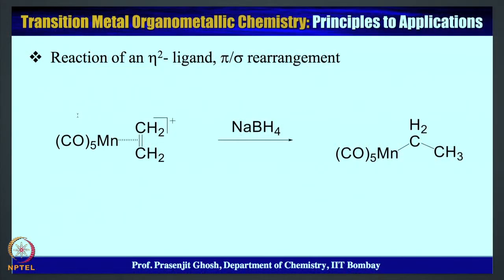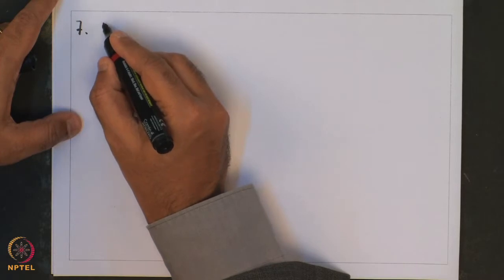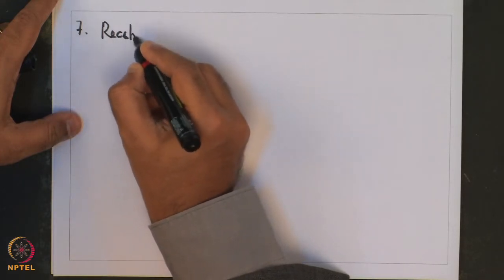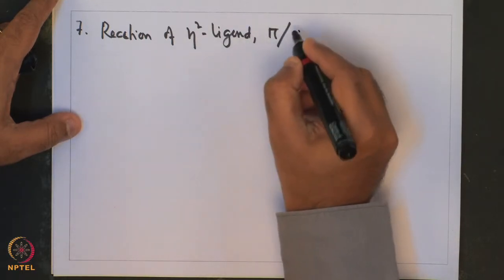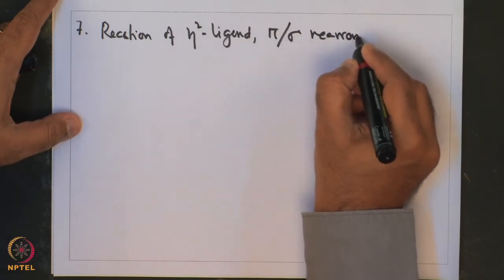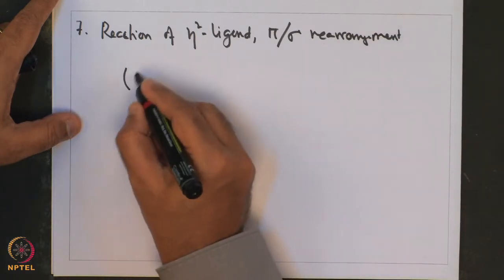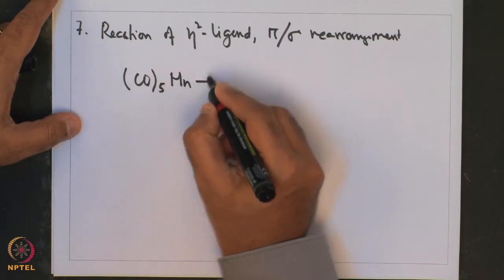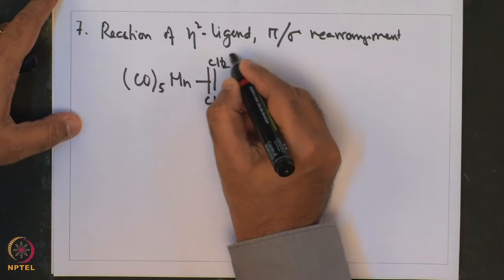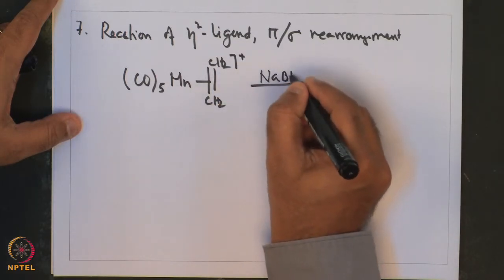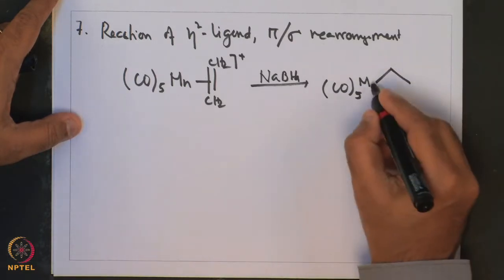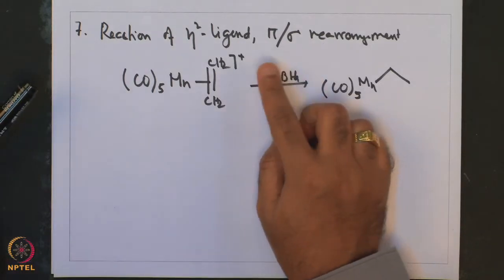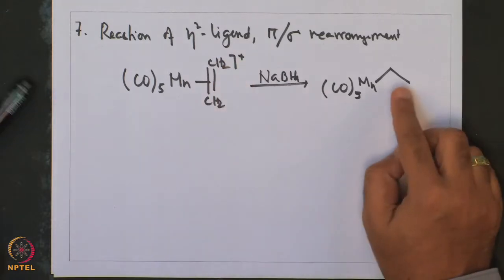Another method is ligand sigma pi rearrangement, and that is shown over here. This is the seventh method of preparing sigma alkyl complexes. Sigma pi type rearrangement: Cp Mn bound to an olefin in presence of sodium borohydride gives the following sigma complex. So, here the borohydride donates a hydride and the olefinic moiety gets reduced to an ethyl moiety.